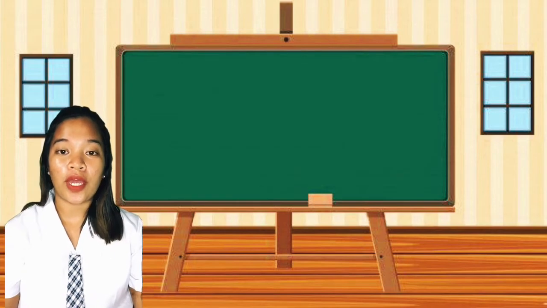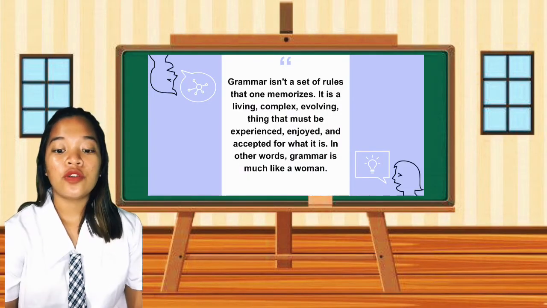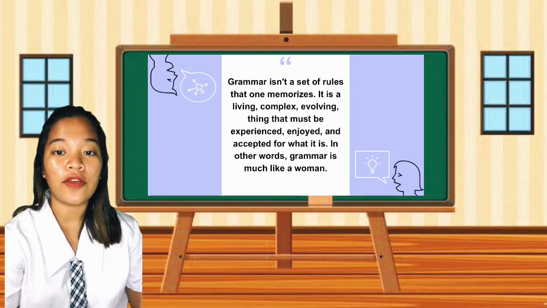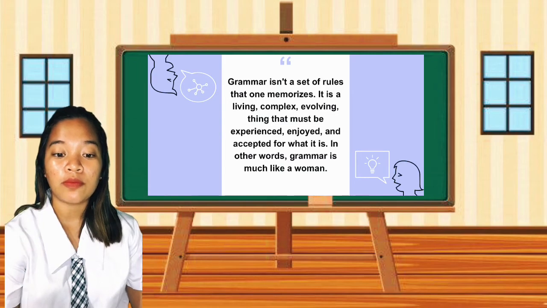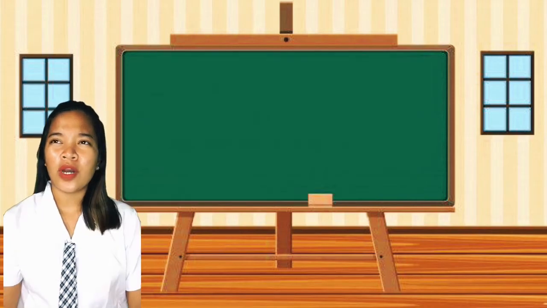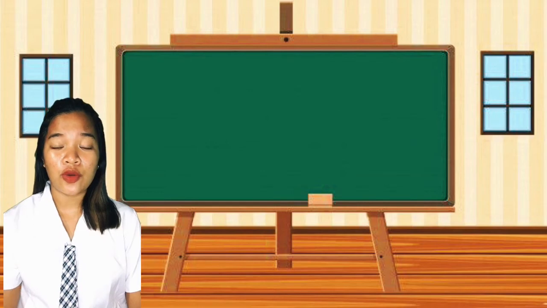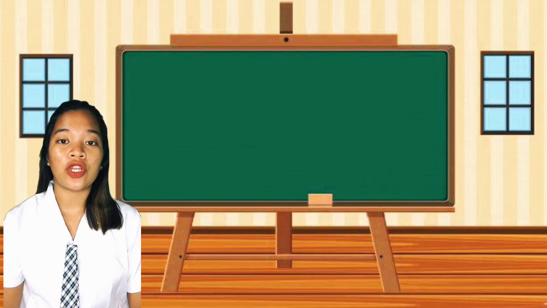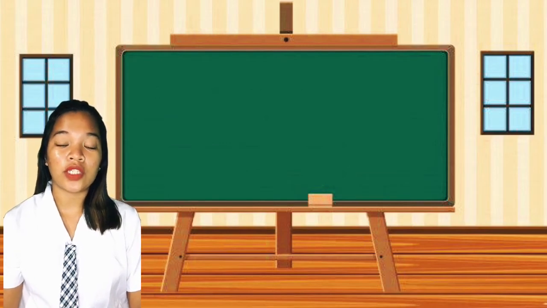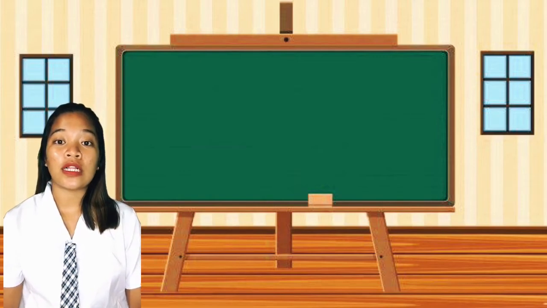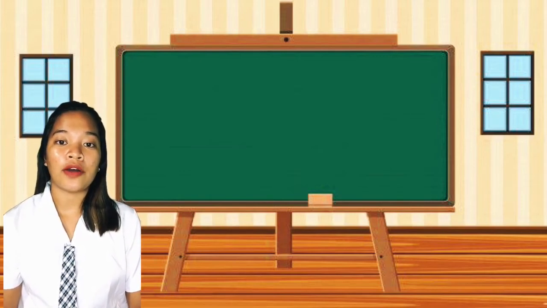So let's start with a quote saying, "Grammar isn't a set of rules that one memorizes. It is a living, complex, evolving thing that must be experienced, enjoyed, and accepted for what it is." In other words, grammar is much like a woman. Why is grammar much like a human? Why did I use it as a representation to explain what grammar is? So stay tuned and we will learn something about this topic.